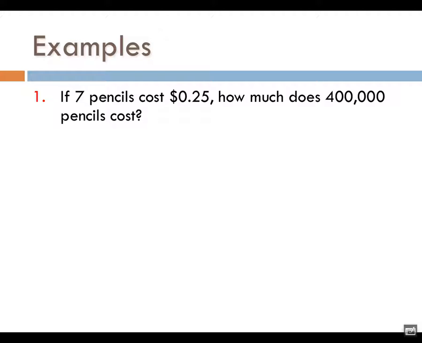All right, Caroline, how'd you do it? So I made a proportion. I did 7 over 0.25 equals 400,000 over x. Beautiful. That's what I did. Pencil over cost equals pencil over cost.